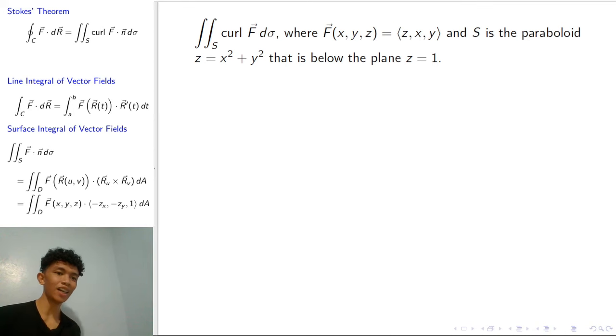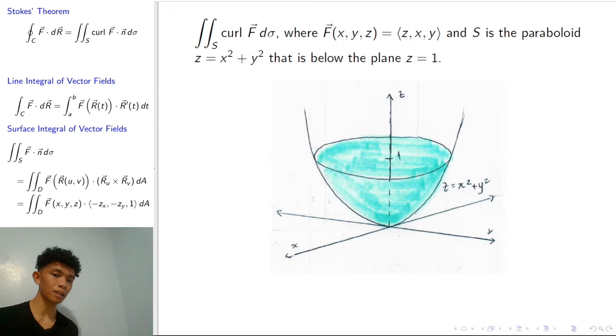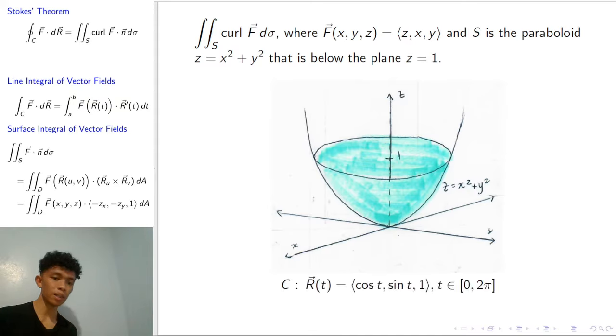This time you're given a surface integral involving the curl of your vector field F, where F is given by the components c, x, y, and your surface S is the paraboloid z equal to x squared plus y squared that is below the plane z equal to 1. If you take a look at the sketch, notice that here we have a curve C, the intersection with the plane z equal to 1, which is the boundary of your surface S, the circle of radius 1 on the z equal to 1 plane.